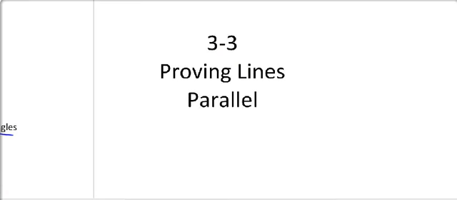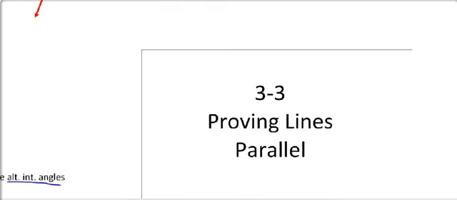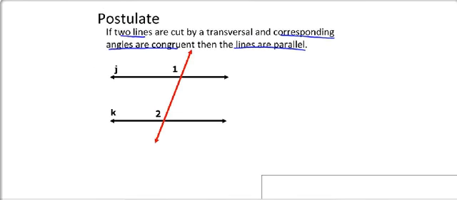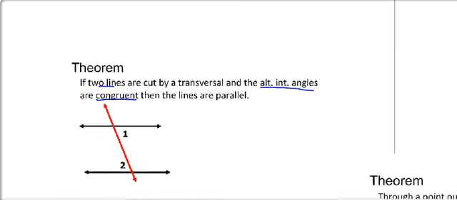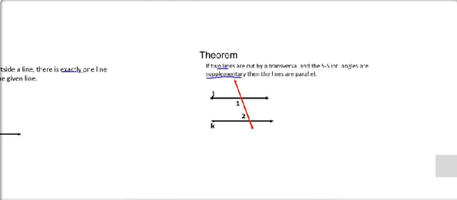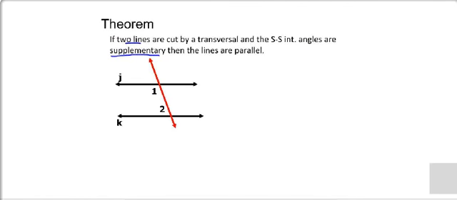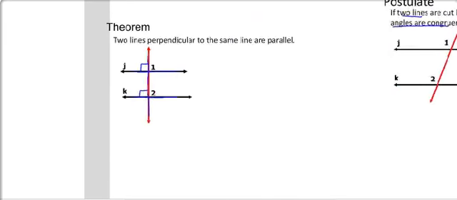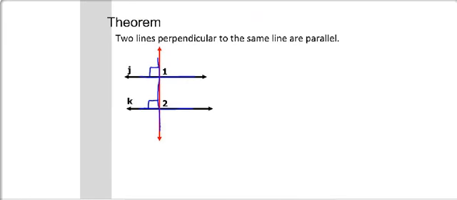Okay, so we went on. We started proving that lines were parallel. Kind of the same thing as the last section, except the converse. Now, if we can show that the two corresponding angles are congruent, then the lines are parallel. Or if alternate interior angles are congruent, then the lines are parallel. Or if same side interior angles are supplementary, then the lines are parallel. And finally, if two lines are perpendicular, then the lines are parallel.